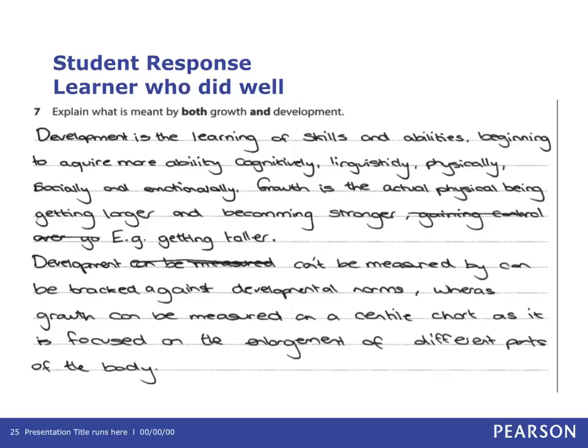Here is an example of a response to question 7. This question required an explanation of what is meant by both growth and development. The majority of learners were able to identify one aspect of growth and one of development, but did not develop their responses to explain, which was needed for 4 marks. In this response, you can see the learner has correctly identified that growth can be measured and provided an appropriate link.